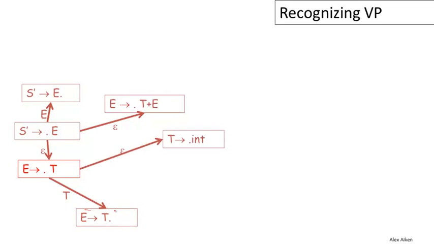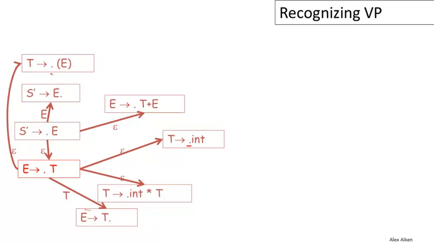Now, if we don't see a T on the stack, then we need to see something derived from T, and there's a few possibilities there. One possibility is that it's going to be the production T goes to int, so since we're just starting on this production again, we just put the dot all the way at the left. Another possibility is that we're working on T goes to open paren E close paren. And a third possibility is that we're working on T goes to int times T, and in each case here, notice that the dot is all the way at the left, indicating that we're just getting started. We haven't actually seen any of the right-hand side yet.